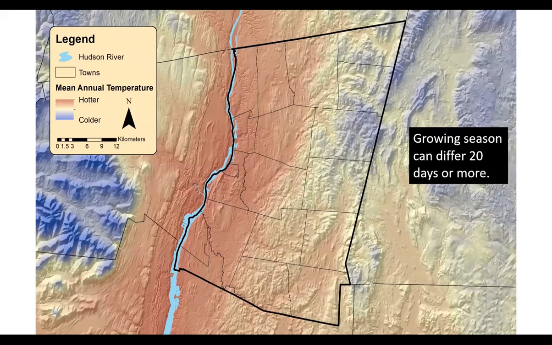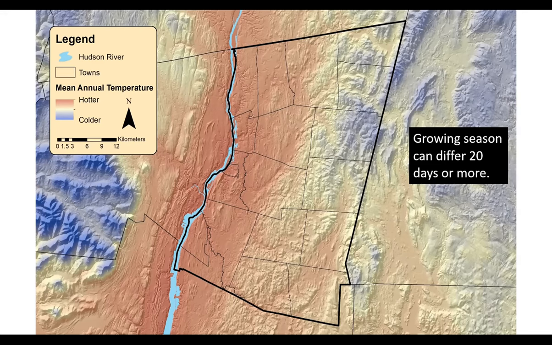And this is partly because of the big range in climate we have in Columbia County. This is a map of mean annual temperature. You have a hill shade underneath, so you can see the topography. Blue is colder temperatures, red is warmer. The hills of Austerlitz are some of the coldest areas in the county, but then the southwest is a bit hotter. And that difference can account for up to 20 days or more difference in growing season.